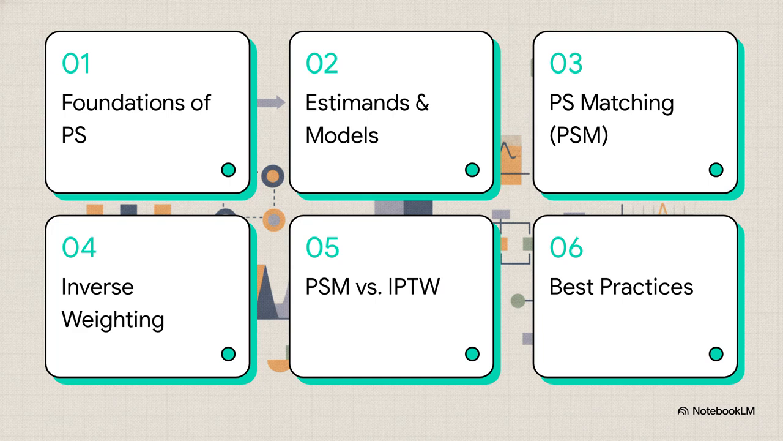We have a rigorously structured masterclass ahead of us today. We'll start with the foundations of propensity scores, move into Estimands and model building, and then tackle propensity score matching. From there, we'll explore inverse probability weighting, compare PSM and IPW, and finally wrap up with best practices and reporting.